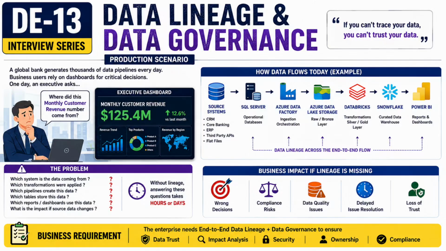Now imagine that the source system changes the definition of customer status. We need to know which pipelines use customer status, which tables are affected, which datasets are affected, which dashboards are affected, and which business users could be impacted. This is where lineage provides impact analysis.